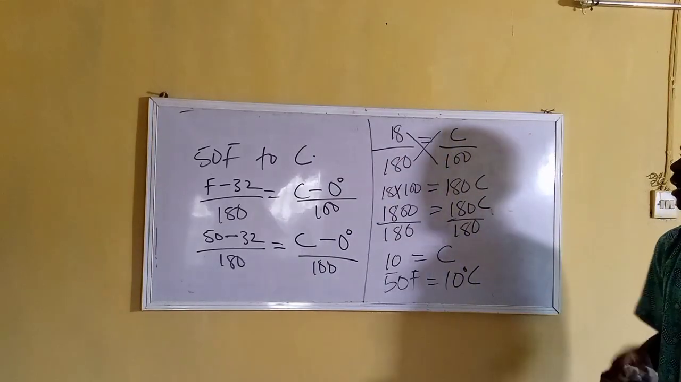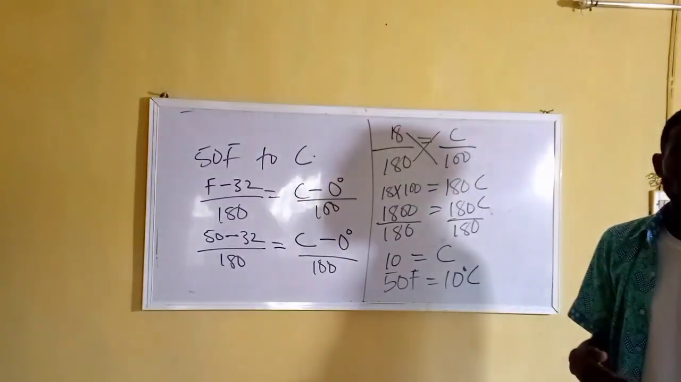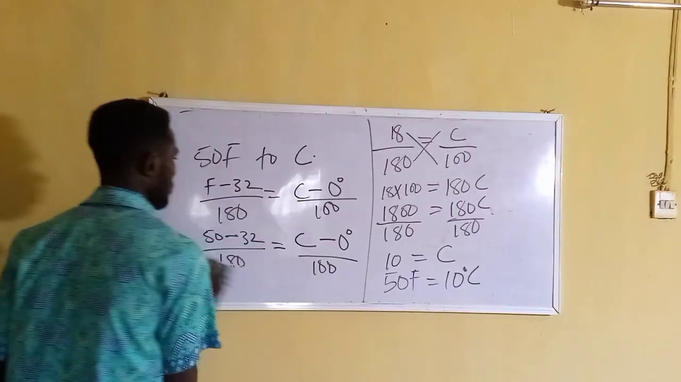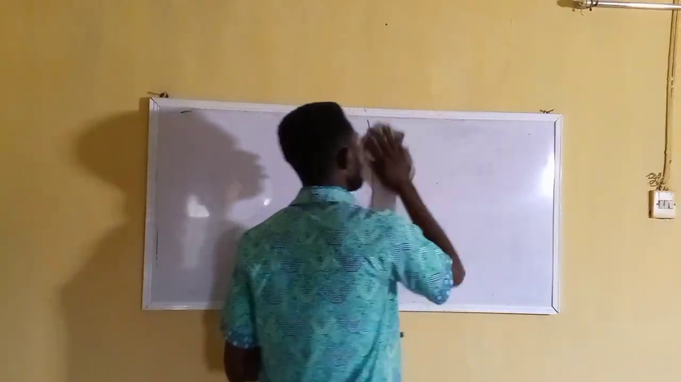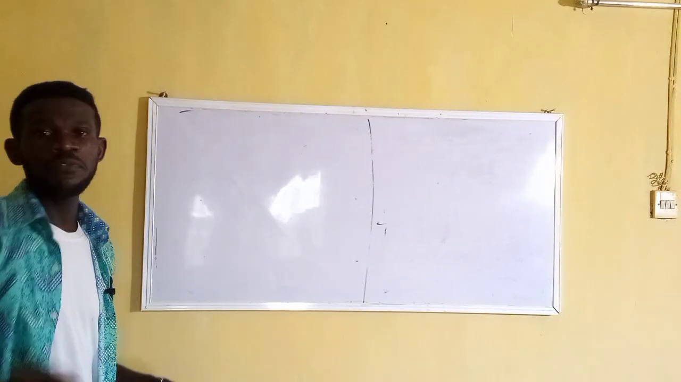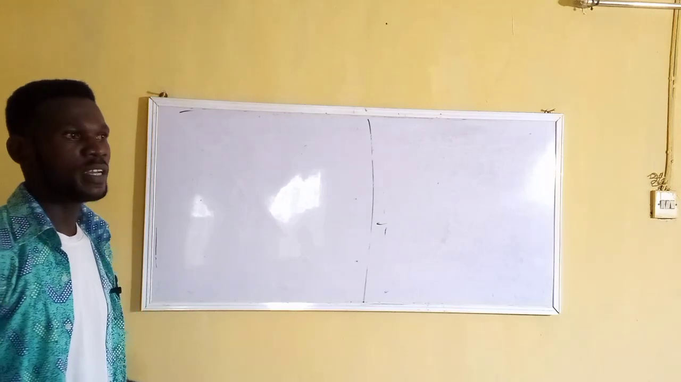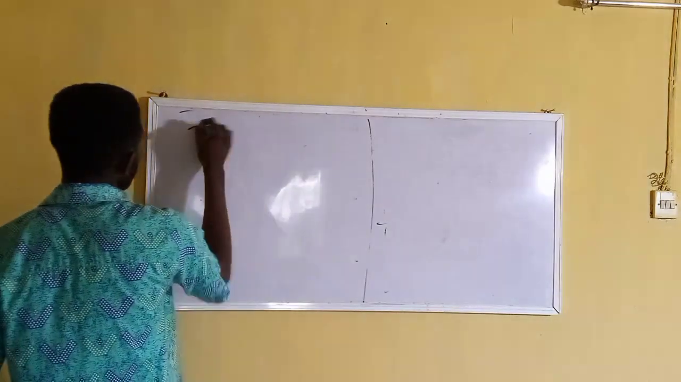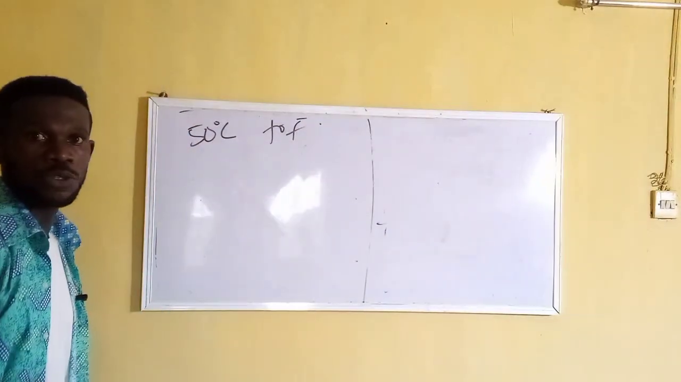Very easy. Now, this is from Fahrenheit to Celsius. What if I wanted to convert from Celsius to Fahrenheit? Let's give it a try. Imagine I wanted to convert from, let's say, 50 degrees Celsius to Fahrenheit. So what do I do? I still use the same method.